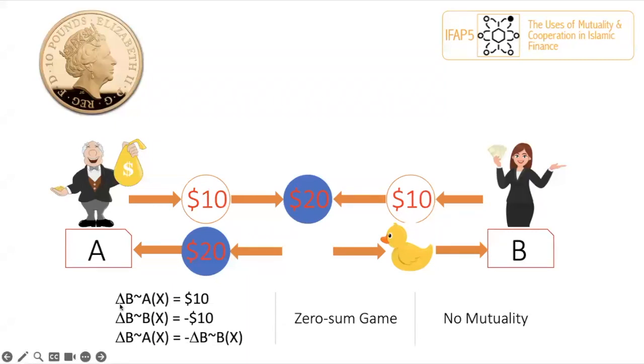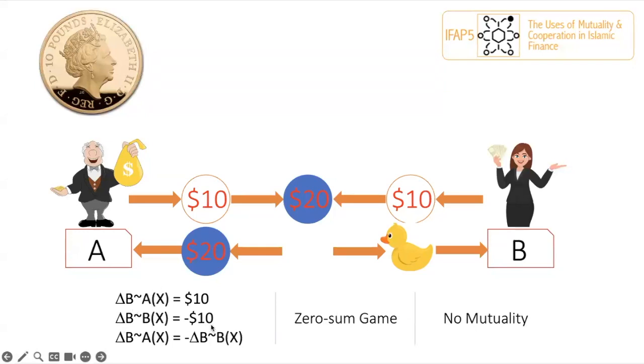So if this coin is flipped, and if it is queen, then party A receives $20. Nothing is left in the pot, and party B receives a duck. So the marginal benefit to party A for participating in this activity is $10, because they contributed $10 and received $20, which means 10 is the amount of marginal benefit.